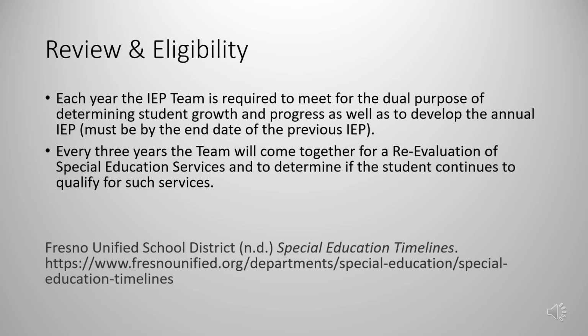Every year, an annual IEP is held to review progress and growth for the student, as well as determine any other needs that may be needed. Also, every 3 years, a triennial assessment is used to determine whether a student is still eligible for special education services.